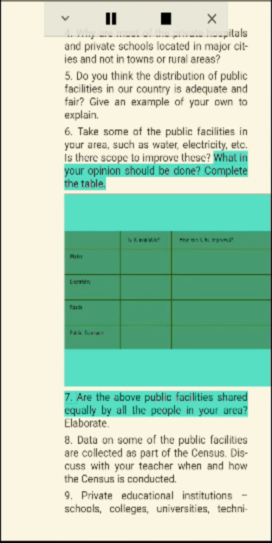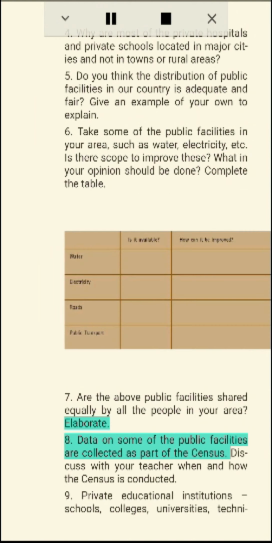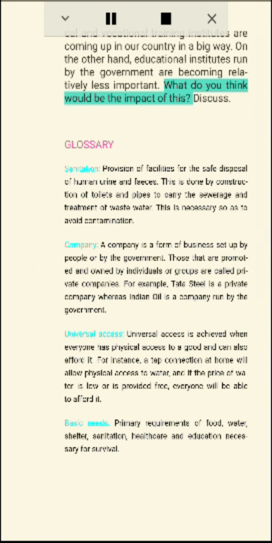Complete the table. 7. Are the above public facilities shared equally by all the people in your area? Elaborate. 8. Data on some of the public facilities are collected as part of the census. Discuss with your teacher when and how the census is conducted. 9. Private educational institutions, schools, colleges, universities, technical and vocational training institutes are coming up in our country in a big way. On the other hand, educational institutes run by the government are becoming relatively less important. What do you think would be the impact of this?